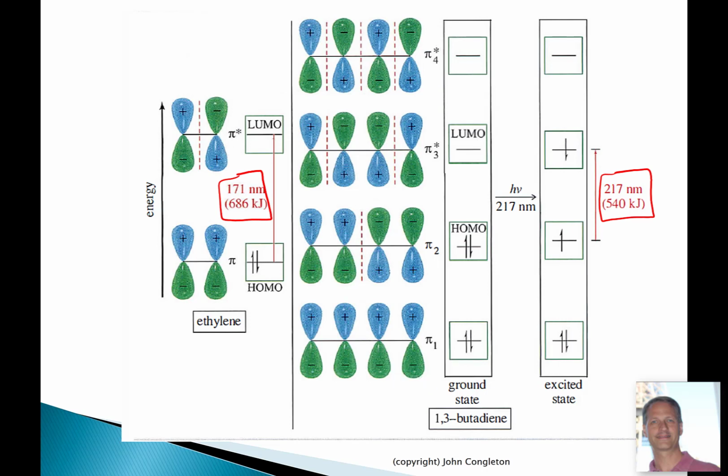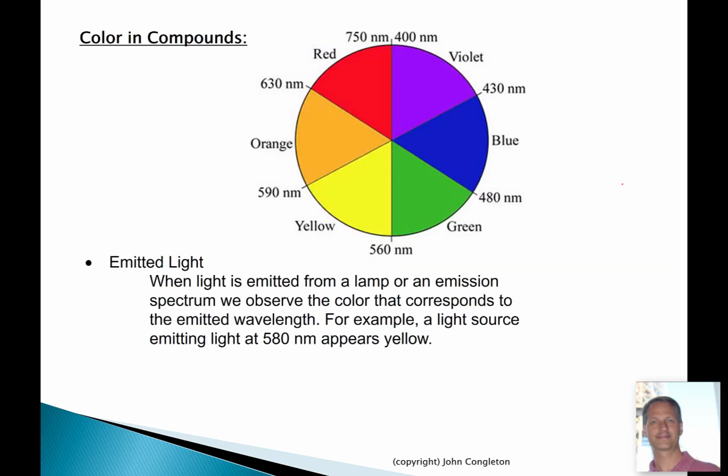Now, if we can get that 217 to become larger and fall somewhere between 400 and 800 nanometers, then we can start to perceive color there. Let's take a second and let's talk about color. So there's three basic ways that we perceive color. So here's our color wheel, starting off with our red up here, orange, yellow, green, blue, and your violet or your purple here.